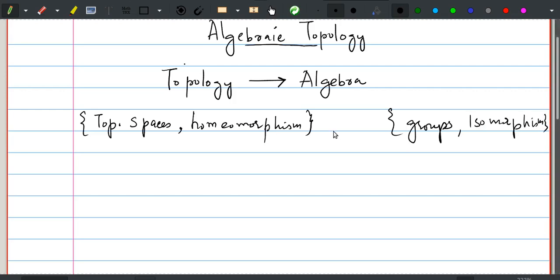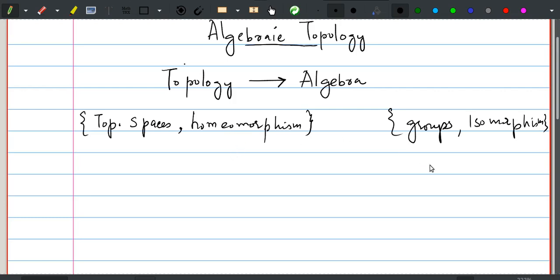Now what we do here, we associate a group with a topological space and translate the underlying homeomorphisms with the associated isomorphisms equipped on the group. In this interplay, if two topological spaces are homeomorphic, then the associated groups are isomorphic. But here we don't consider topological spaces up to homeomorphism, but we consider topological spaces up to homotopy. Now what is a homotopy? That we are going to study ahead.